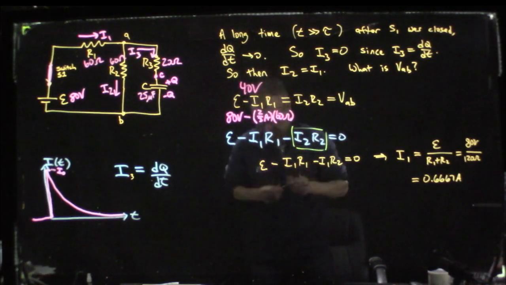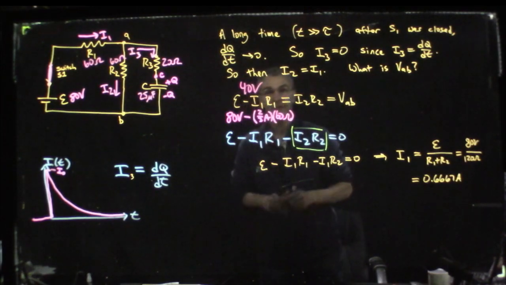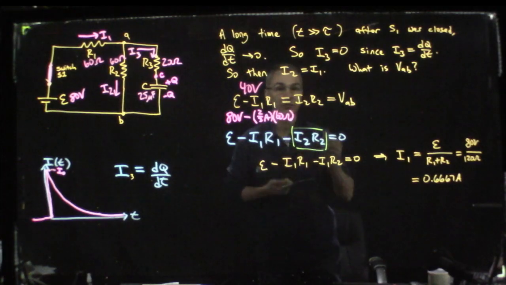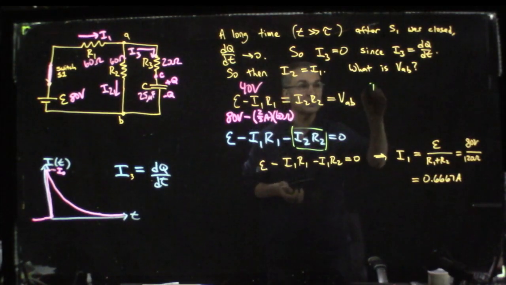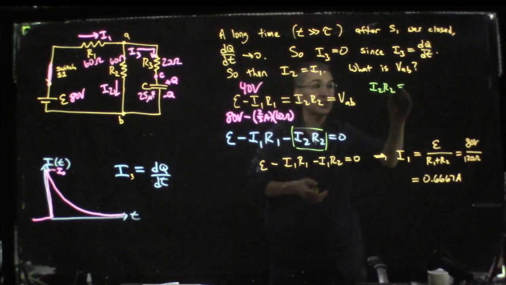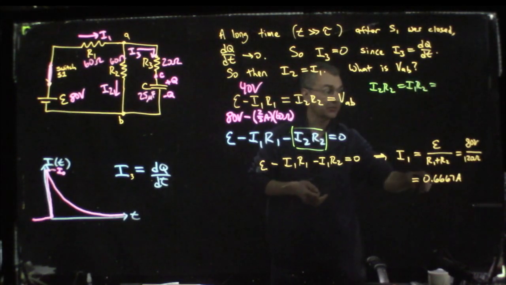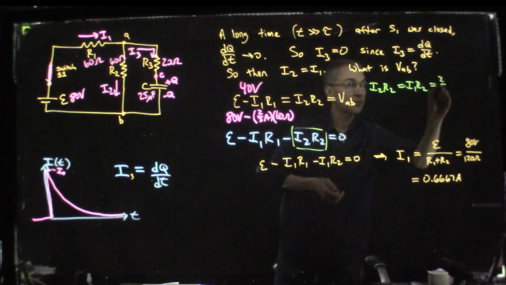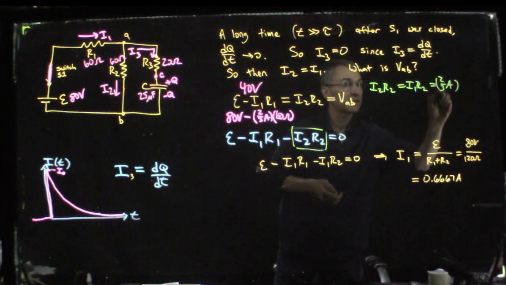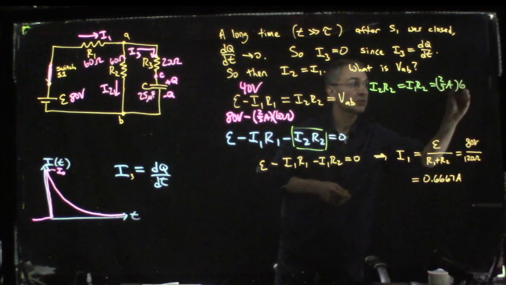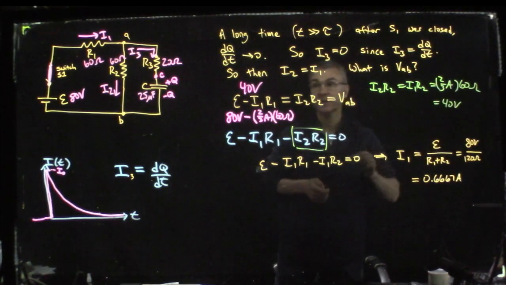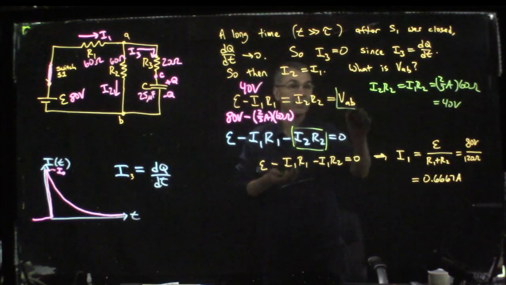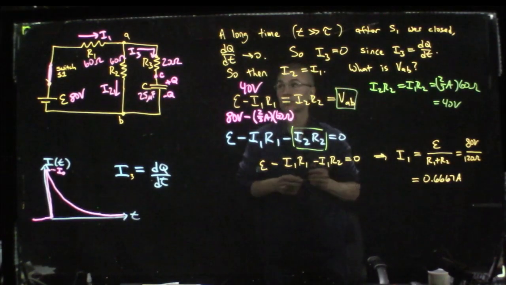Or we could evaluate the right-hand side here, I2 R2. I2 R2, at this very long time after we close the switch, is the same as I1 R2. And that is, again, 2/3 of an amp times 60 ohms. So that also is 40 volts. Okay, so that makes sense. Either way, VAB is 40 volts.